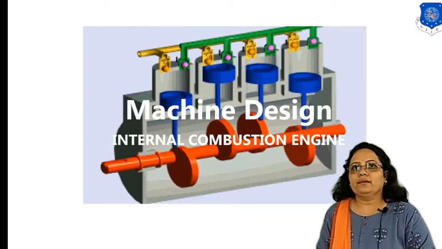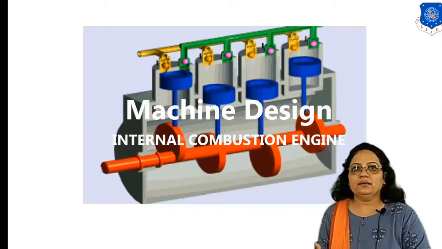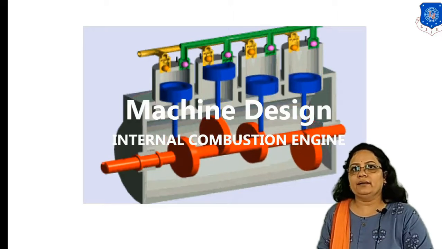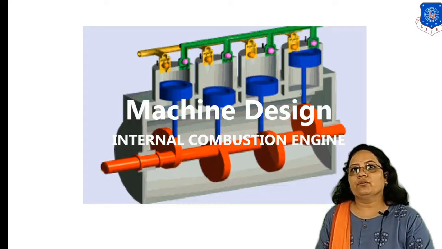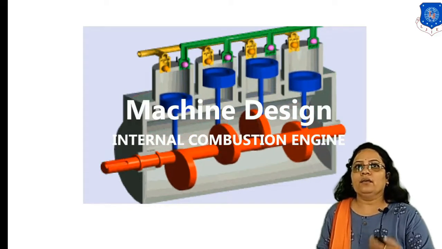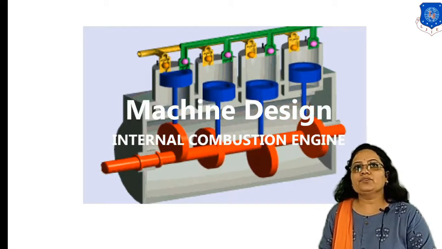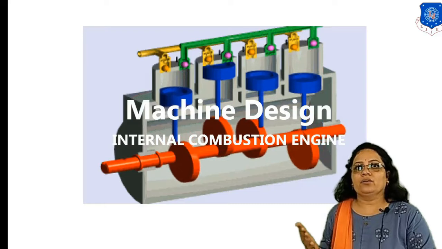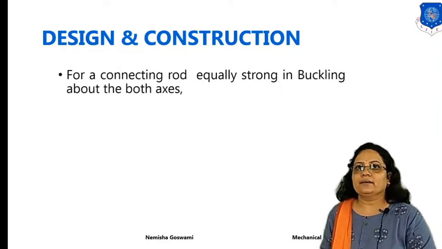In the previous lecture, we have already seen the design of the piston pin, piston crown, and head, and some portion of the connecting rod. What are the design considerations for the connecting rod? What is the material used for the connecting rod? That portion we have already covered. Next is the design and construction.